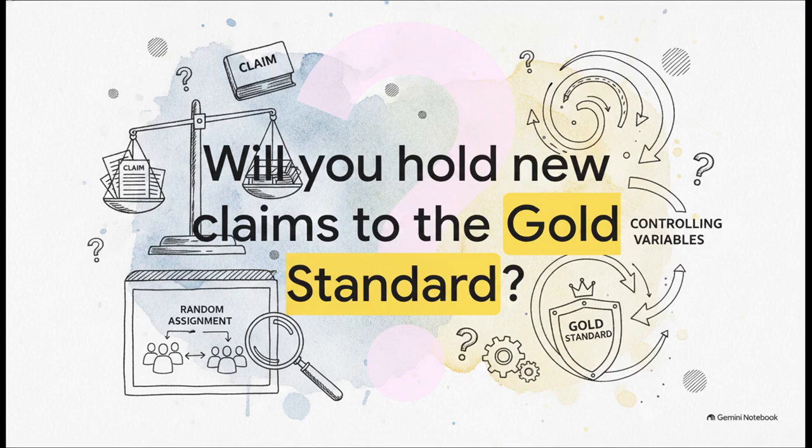So, I'll leave you with this provocative thought. The next time you're scrolling and you see a flashy headline claiming a new diet works miracles or a new social policy is guaranteed to succeed, ask yourself, was it tested against the gold standard? Were those confounding variables actively controlled? Was there strict random assignment? Apply this powerful investigative framework to the claims you encounter in your everyday life, and you will start seeing the world like a true researcher.